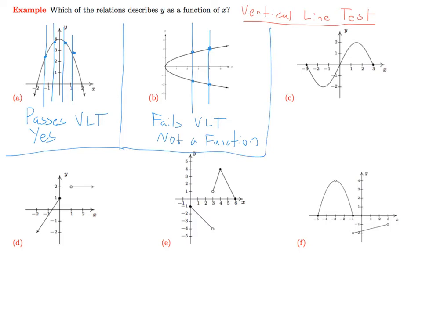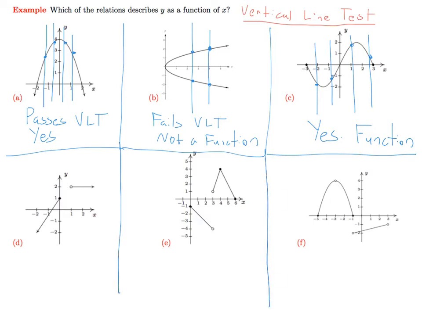And continuing on in this fashion, in C, every vertical line intersects this graph at most one time. So this is a function. This does represent y as a function of x. In D, this passes the vertical line test. So yes, this is a function.